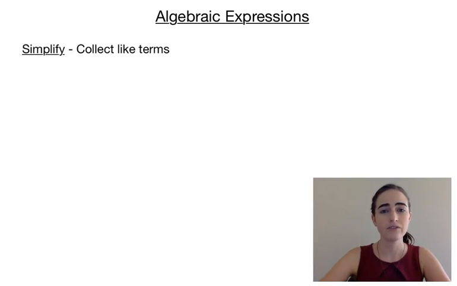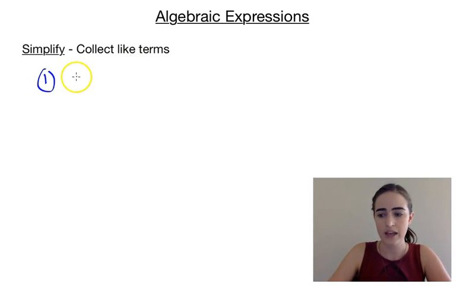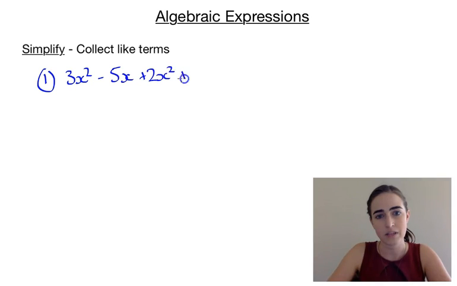In this video, I want to have a look at algebraic expressions. So we're going to start off with looking at a few examples of how to simplify algebraic expressions, and we're going to do that by collecting like terms. So our first example is if we had 3x squared minus 5x plus 2x squared plus 7x. Alright, so we're going to collect like terms.